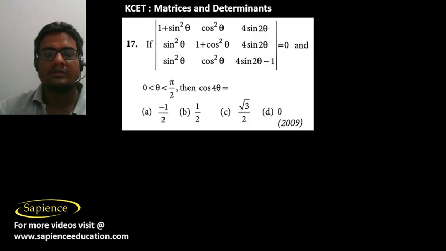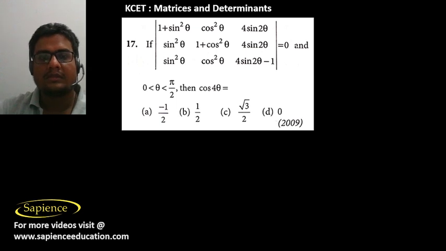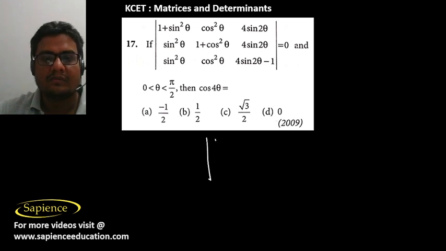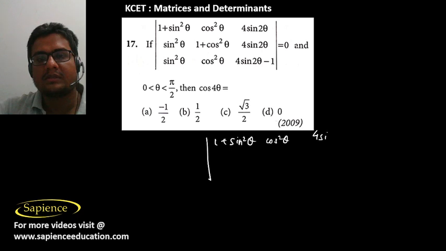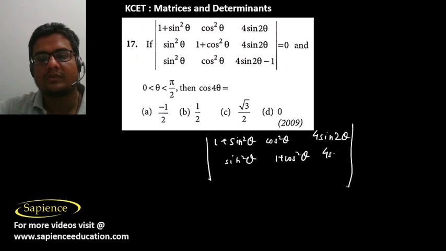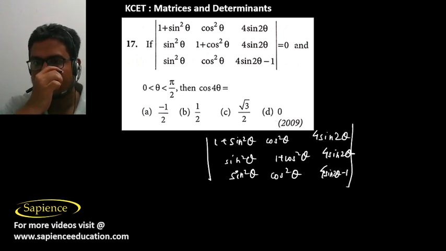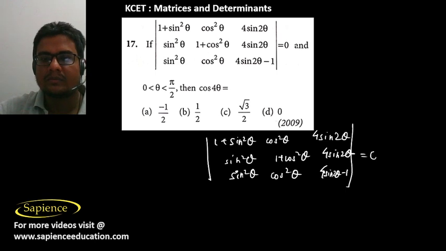Now here in question number 17, it is told that if the determinant of [1 plus sine square theta, cos square theta, 4 sine 2 theta; sine square theta, 1 plus cos square theta, 4 sine 2 theta; sine square theta, cos square theta, 4 sine 2 theta minus 1] is equal to 0.